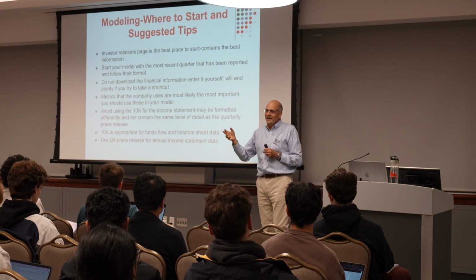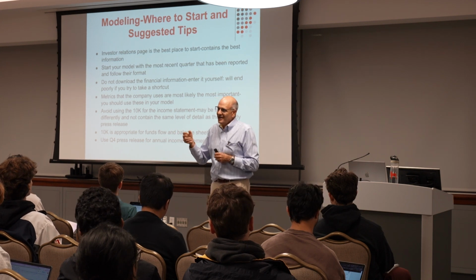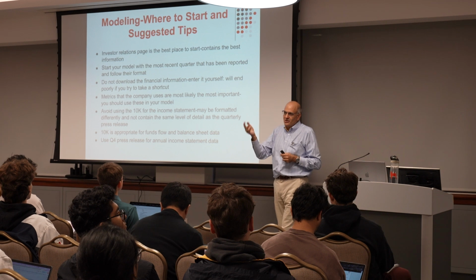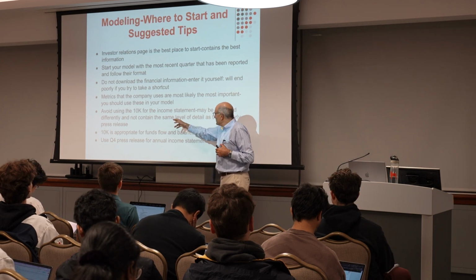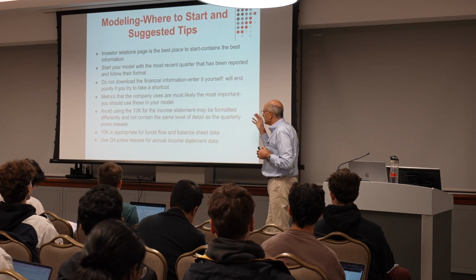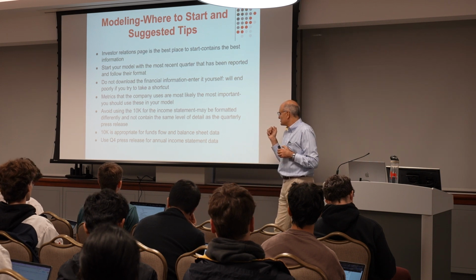So typically, a company is going to report metrics that matter to the company, right? If they are reporting the metrics, this is what you should use. They are telling you this is what really drives their company, right? Again, avoid using the 10K for the income statement. It's probably going to be formatted differently and not contain the same level of detail as a quarterly press release.